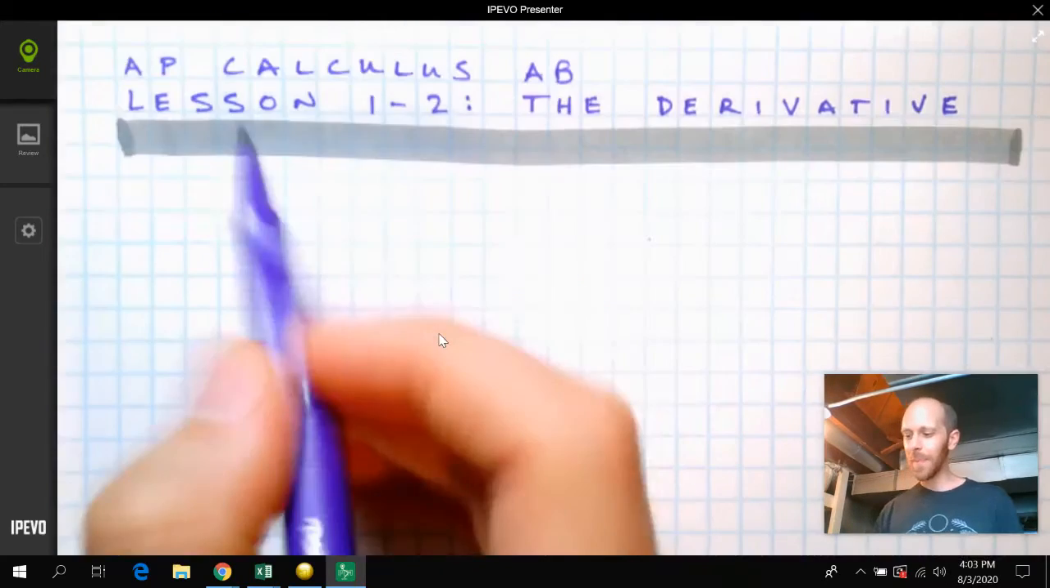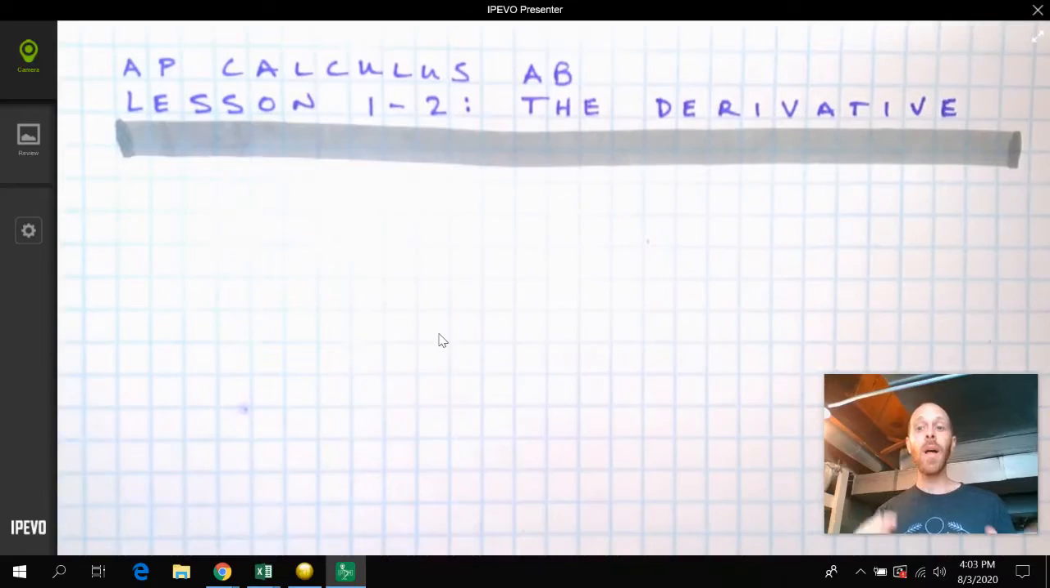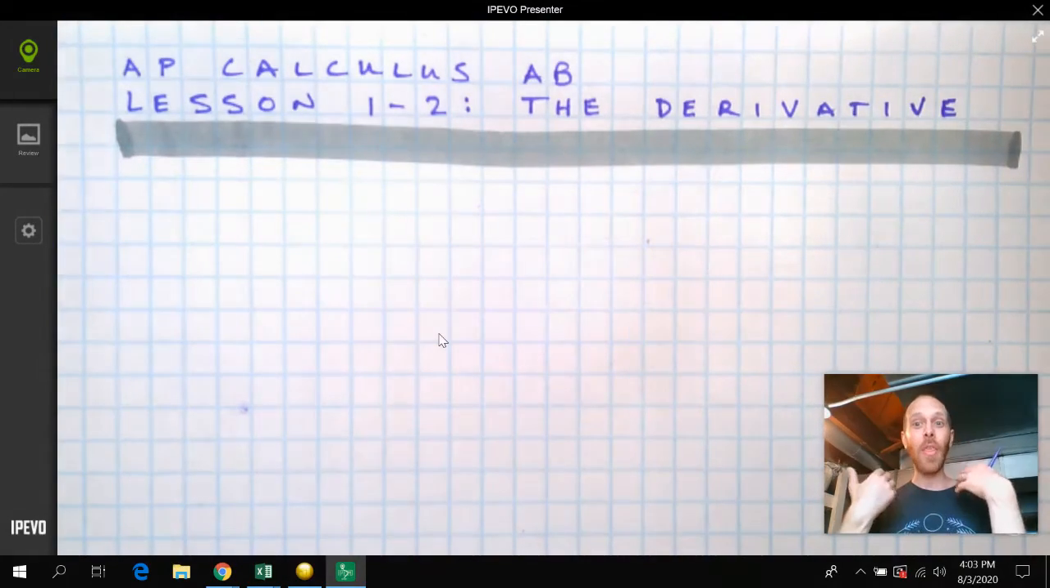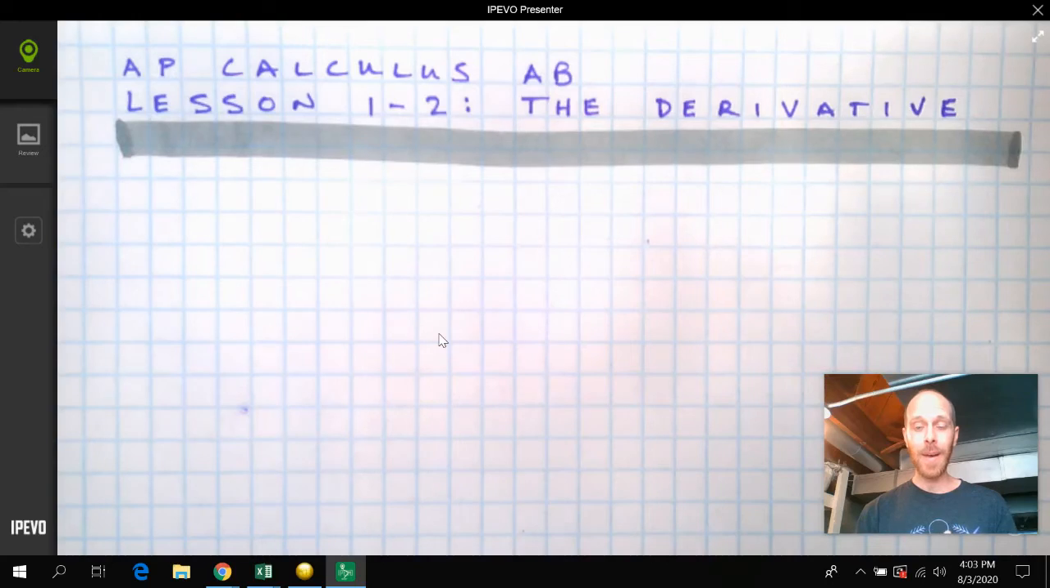Today we're going to talk about lesson 1-2, the derivative. You might have heard this word before, the derivative. It is half of calculus, these ideas of the derivative. We're going to talk about it today.